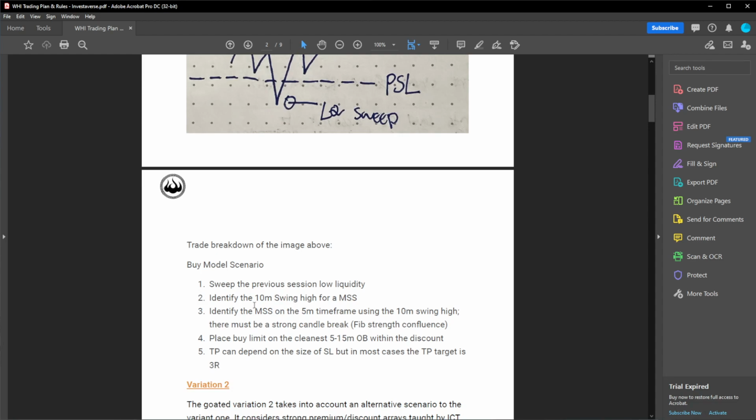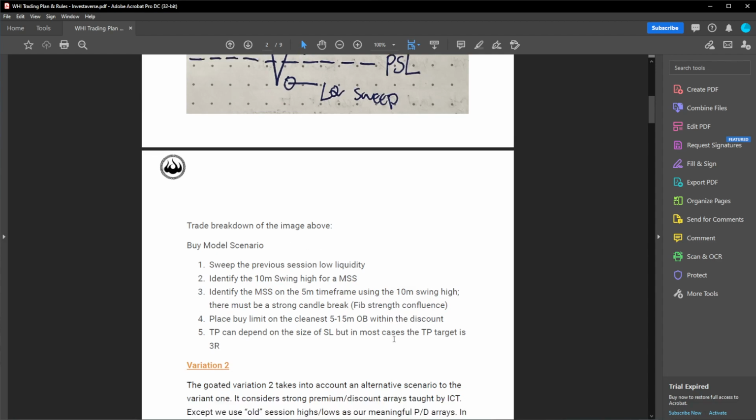So instead, I'm using those 10-minute swing highs and lows, but I'm waiting for it to break structure on the 5-minute. Now you may be asking, what if you get faked out? Well, I don't, because I have something called the fib strength confluence. I'm going to dive into that a little bit later, but it's pretty self-explanatory. I've explained it in many backtesting videos.